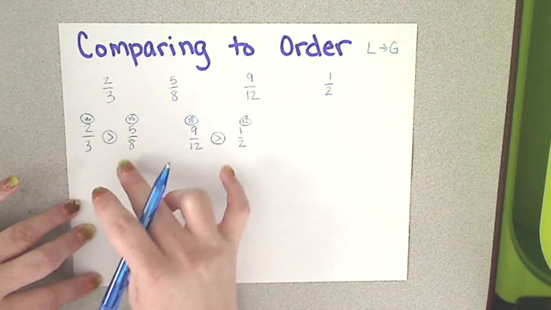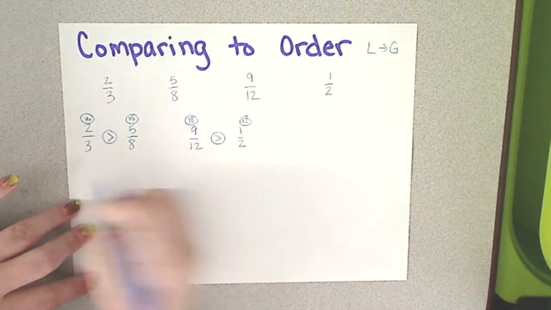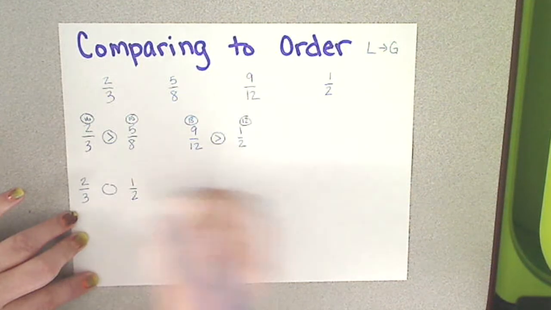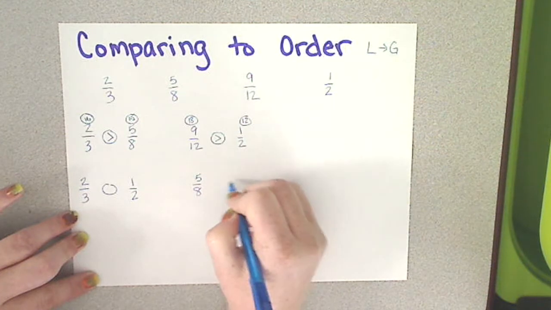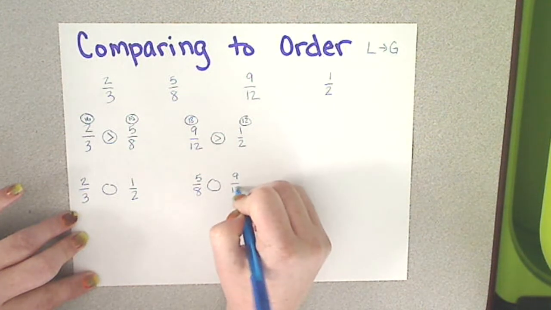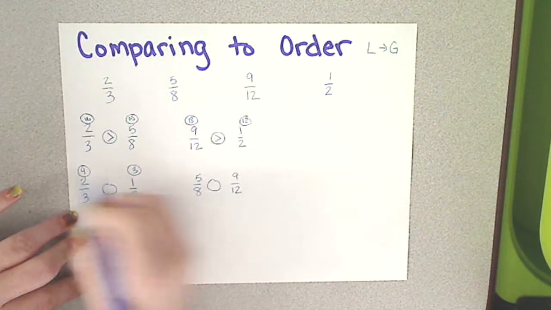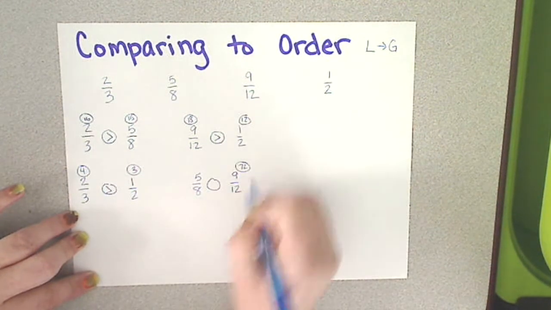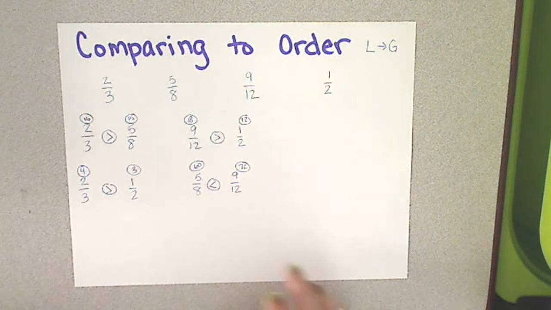Now I'm going to flip these second numbers so that I can compare them. So I need to compare 2/3 to 1/2 and 5/8 to 9/12. 3 times 1 is 3, 2 times 2 is 4. So 2/3 is greater than. 8 times 9 is 72. 12 times 5 is 60. So 9/12 is greater.